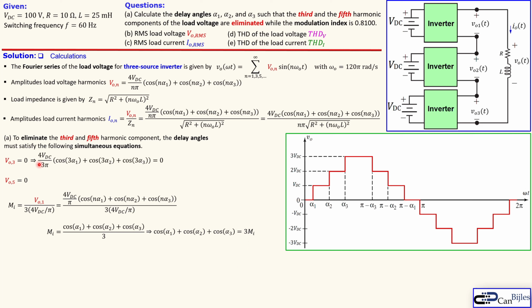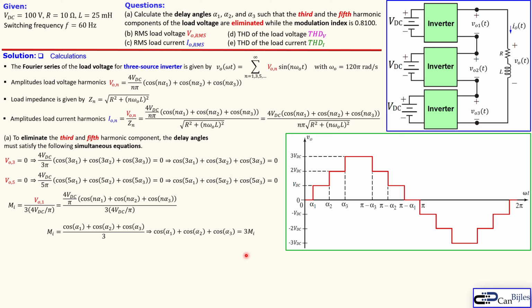And this one will then be 0, that means this expression with n equal to 3 will also be 0. Now you can divide out this coefficient here, so you get cosine of 3 alpha 1 plus cosine of 3 alpha 2 plus cosine of 3 alpha 3 is 0. In a similar way for n equal to 5, you get this expression. Now you see here 3 equations with 3 unknowns, which are alpha 1, alpha 2 and alpha 3.